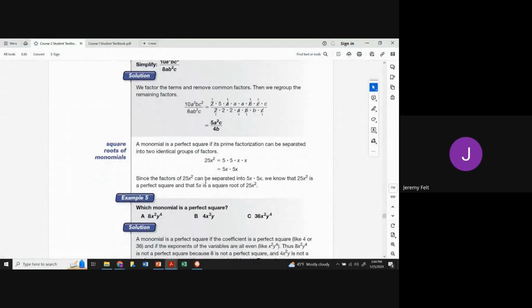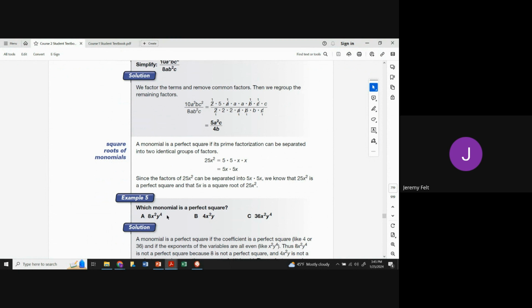A lot of concepts they're covering in this one. So if we're taking square roots of monomials, 25x squared, well, 25 can be 5 times 5. X squared can be x times x, and then we can rewrite it as 5x times 5x.